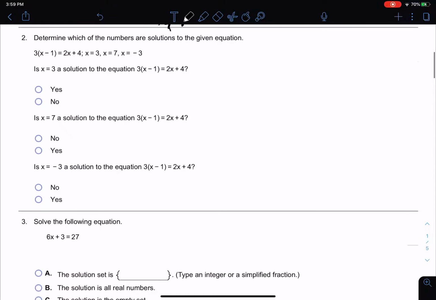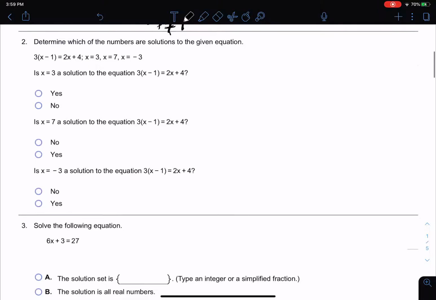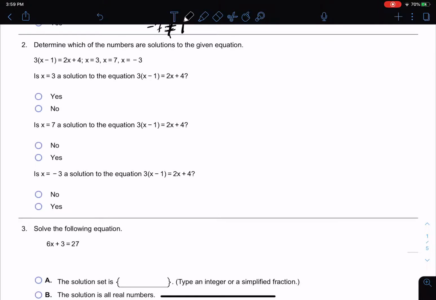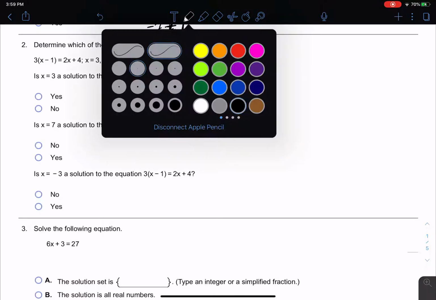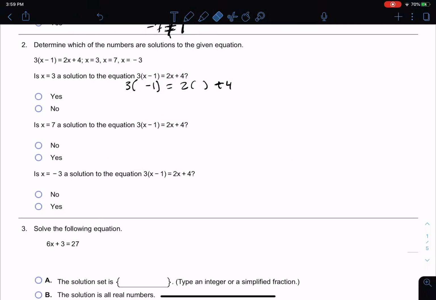Okay, we're going to do the same thing again, but with a slightly more difficult equation. Slightly, not too much more. Here's the equation. It says 3 times the quantity of x minus 1 equals 2 times x plus 4. And the color today is going to be blue. Well, why is that not working? Try that again. The color today is going to be blue.